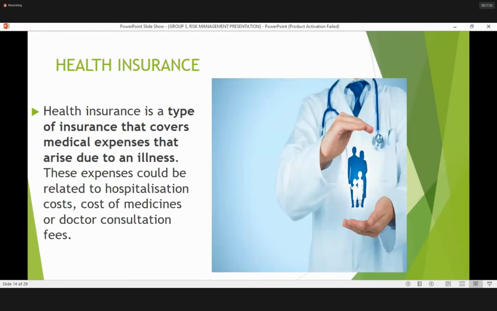We also said health insurance is a type of insurance that covers medical expenses that arise due to illness. So with the health insurance policy, we all know what it is because it is something that is dominant in Ghana. Most Ghanaians have the health insurance card. So with this health insurance, when you go to the hospital, the cost is lesser than the normal bills you would be paying. So that's what we call the health insurance.